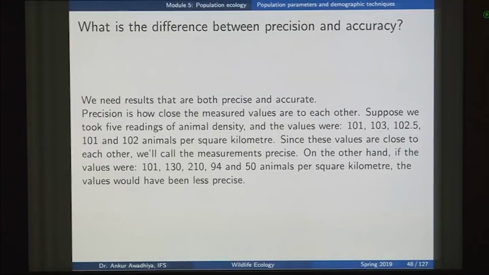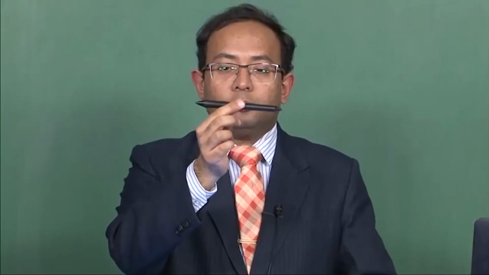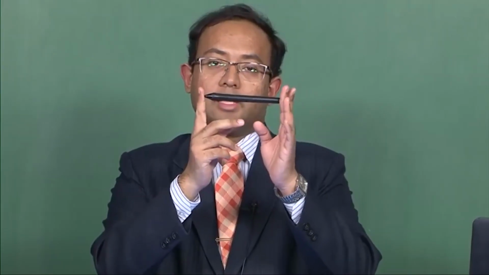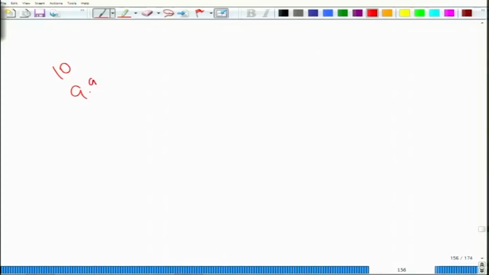Suppose you did a measurement, suppose you went forward and you measured the length of this pen. Suppose those measurements were say 10 centimeters, 10.1 centimeters, 9.9 centimeters, 10.2 centimeters. So, you have 10, 9.9, 10.1 and 10.2. That is one set of measurements.